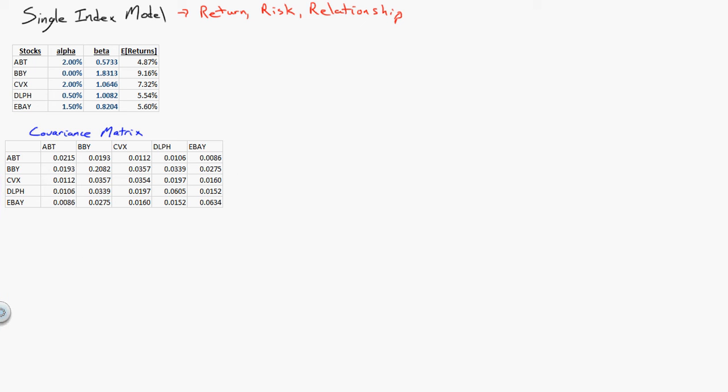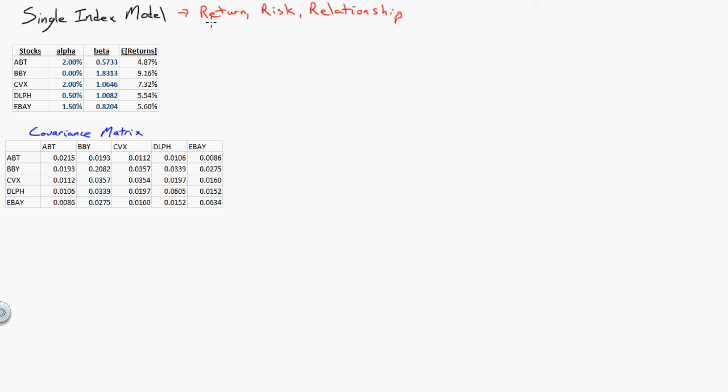In this video, I'm going to give you a quick overview and some of the intuition behind the single index model. The goal is to try to find the optimal asset allocation for some client. A client wants a certain level of risk, a certain return. They have stocks or asset classes to choose from. How do they do that?